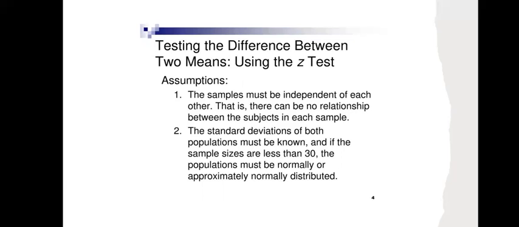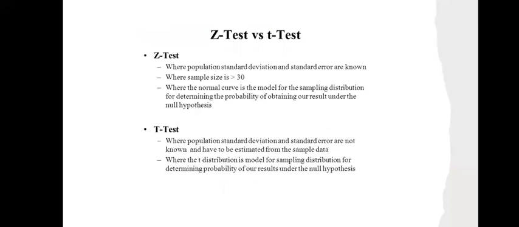Now, what are the assumptions while using the z-test for the difference between two means? The samples must be independent of each other. That is, there can be no relationship between the subjects in each sample. The standard deviation of both populations must be known. And mostly we apply the z-test on large samples, but if the sample size is less than 30, then the population must be normally or approximately normally distributed.